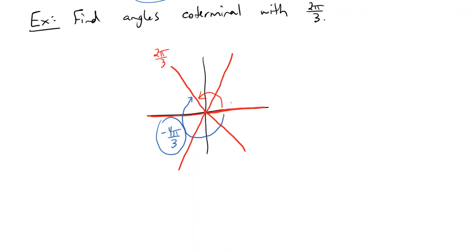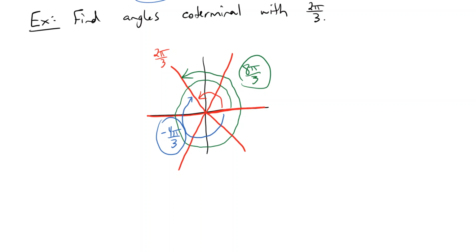Another angle would be to rotate in the positive direction. I could rotate to 2 pi over 3 and then keep going. So that's 2 pi over 3, 3, 4, 5, 6, 7, 8 pi over 3 is also coterminal. Okay? So I could find many more now, but really all you're doing is every time you make a full revolution, you're adding 6 pi over 3's, right?